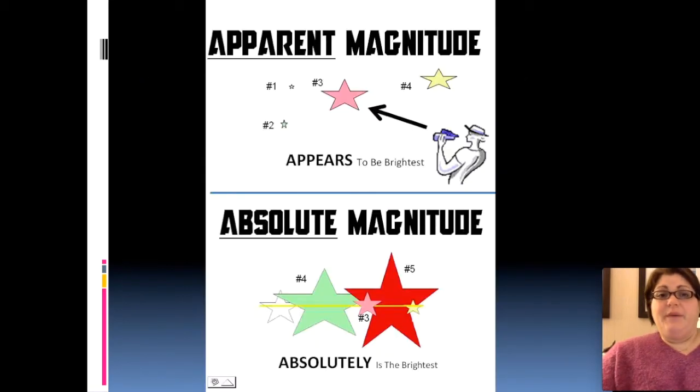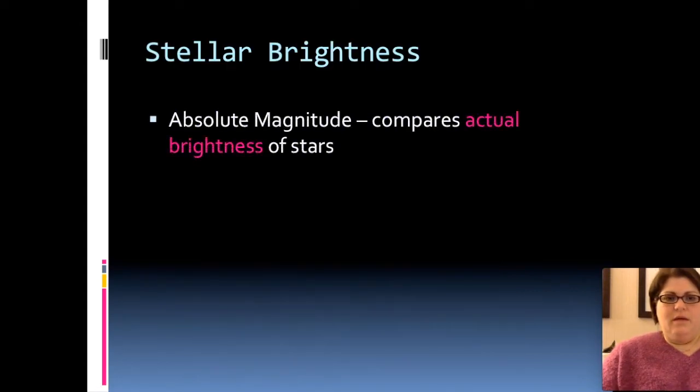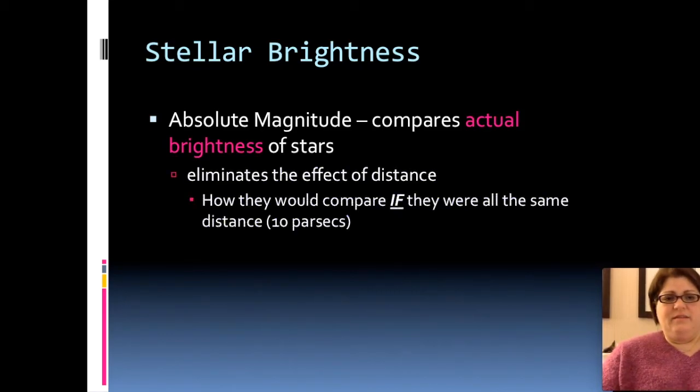So when we analyze apparent magnitude, the star that looks the brightest in our sky, in this diagram it's number 3. When we put them all in the same distance, we notice that number 3 isn't particularly notable, it's just closer. Comparing the stars to how bright they actually are without the effective distance is called absolute magnitude. Absolute magnitude compares the actual brightness of stars, ignoring the effective distance.